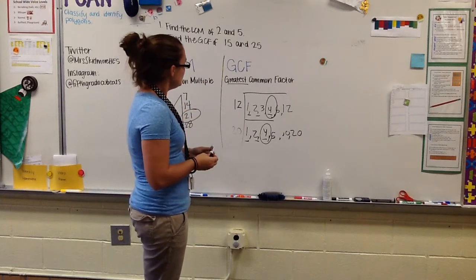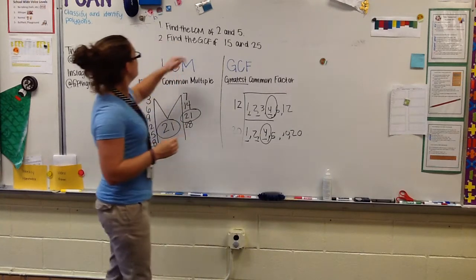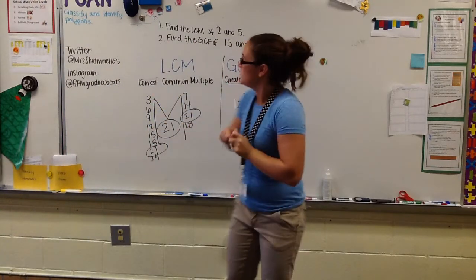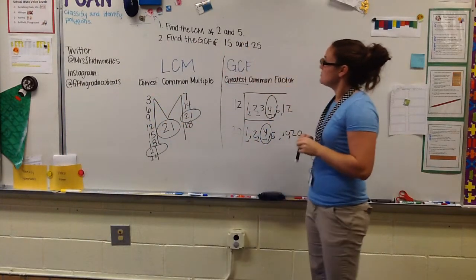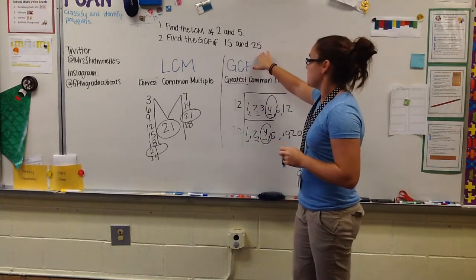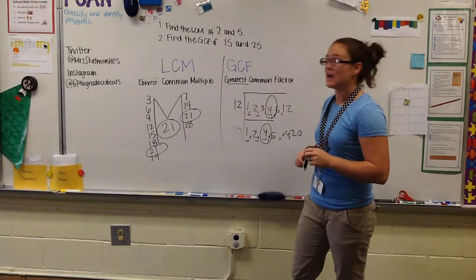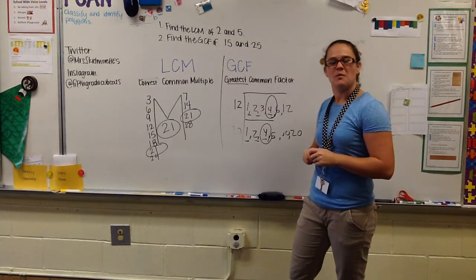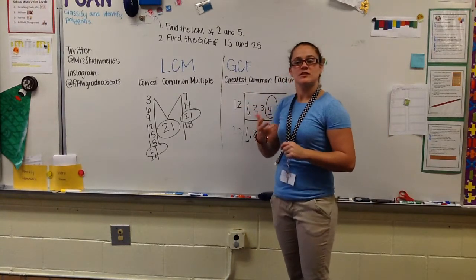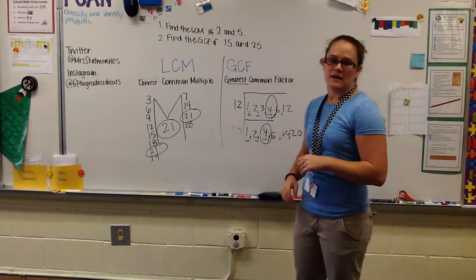So on your paper, beside where you've answered your questions, I want you to find the least common multiple of 2 and 5, and I also want you to find the greatest common factor of 15 and 25. Go ahead and use the M for multiple and the F for factor, and that'll help you remember what we're looking for. All right? And make sure you answer all of your questions and that you come up with a question that you or that someone else might have about this.